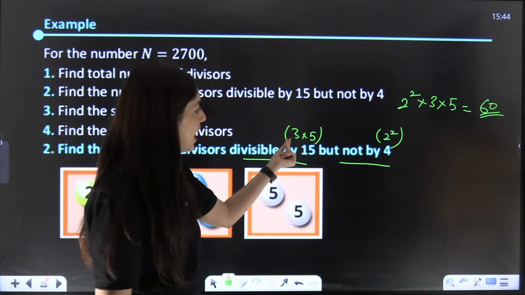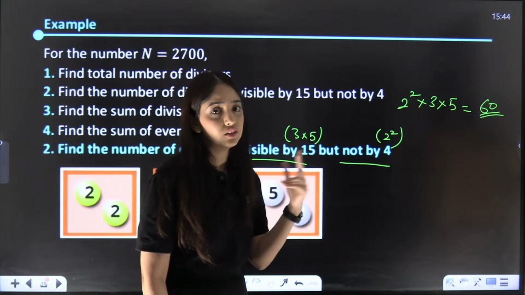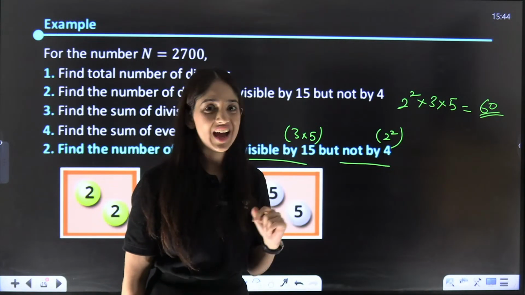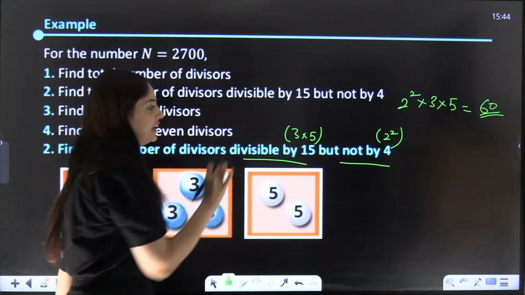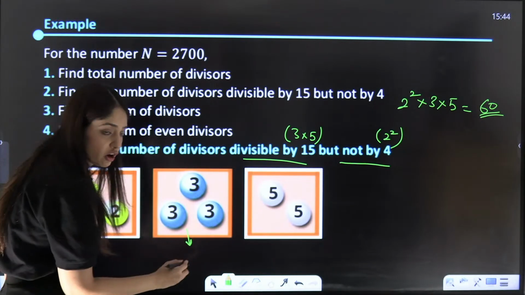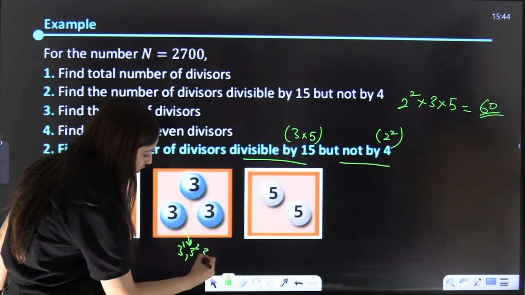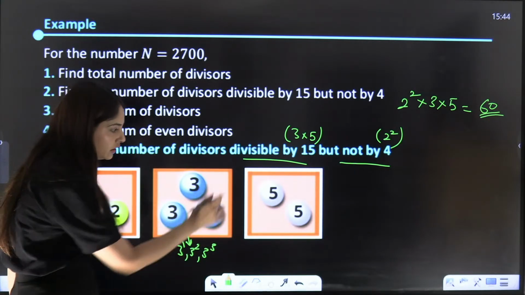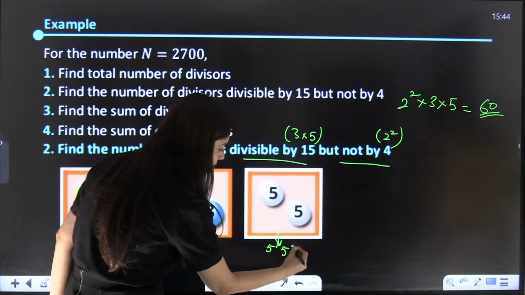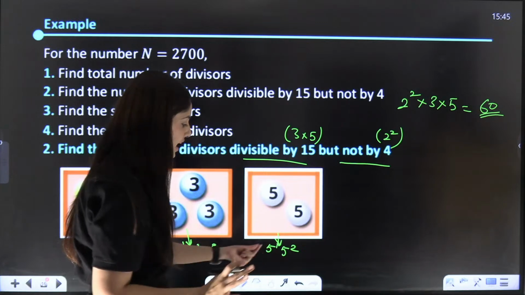Also, if we do not have at least 1 3 and 1 5, then we will not have a number which is divisible by 15. So we have to make sure that we at least take 1 3. That means now we have how many options? We can either take 1 3 or 2 3's or 3 3's. At least 1. Here as well, we have to take at least 1. We can take 1, we can take more, that is also fine. But we have to take at least 1.